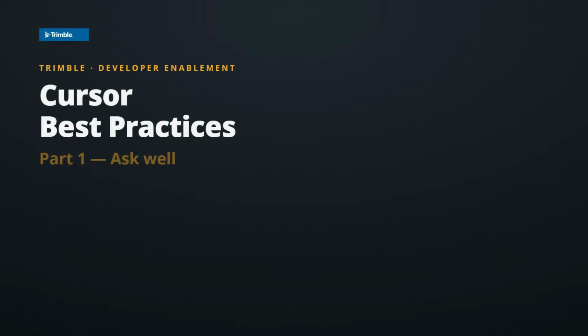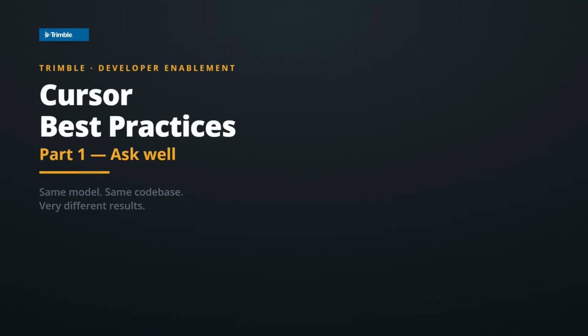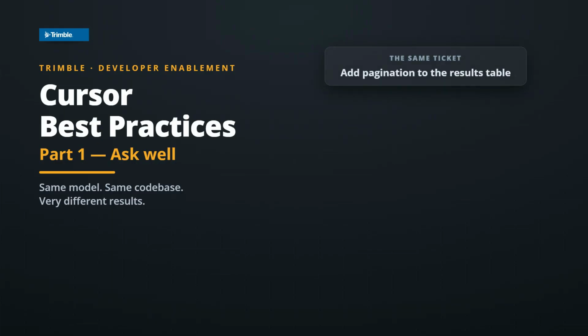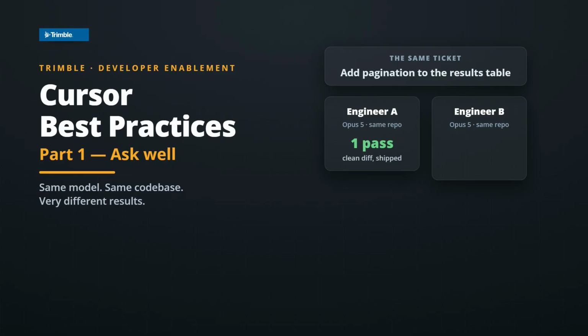Last time, we looked at what Cursor costs. This time, the thing that decides what you actually get for it, how you ask. Here's the uncomfortable part. Give two engineers the same ticket, the same model, the same code base. One gets a clean diff on the first pass. The other spends 40 minutes correcting.